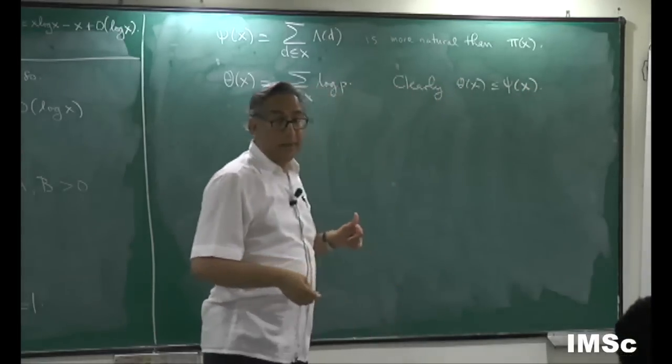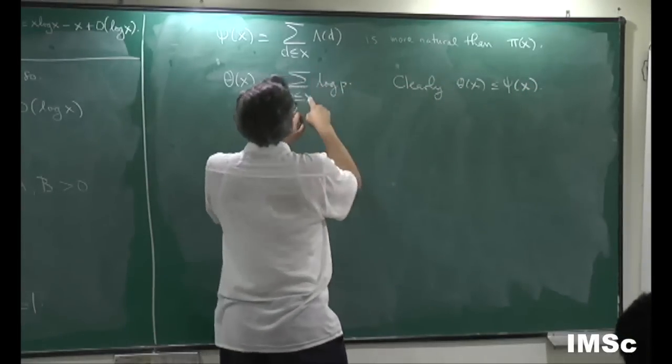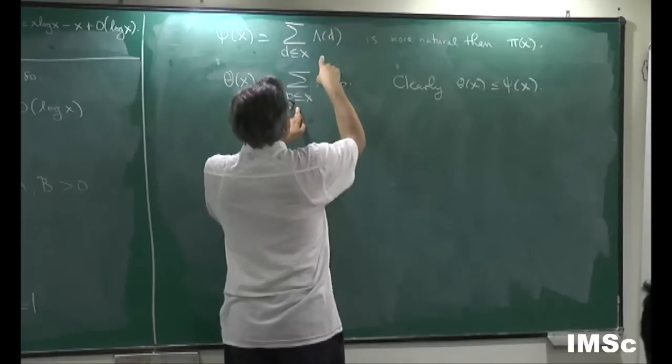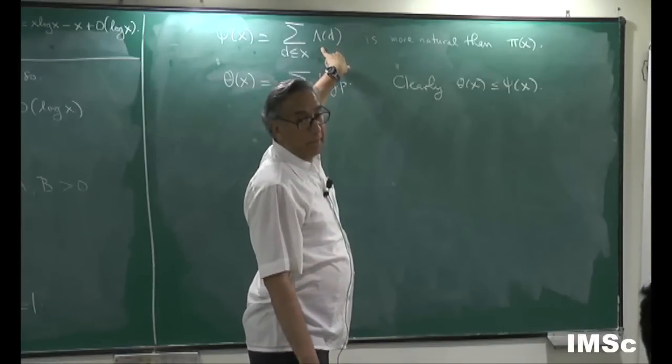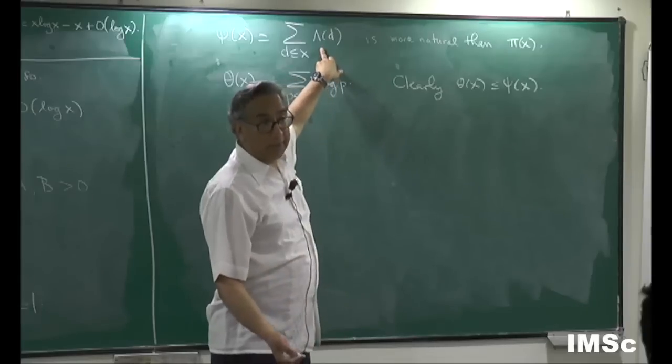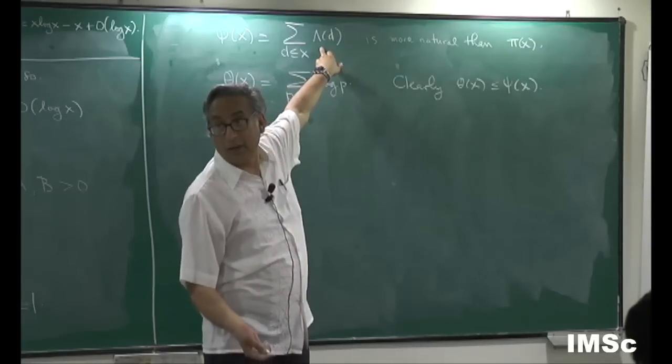All the primes are in there. But on the other hand, what's the difference between the two? Well, this is also counting prime powers. So it's counting squares of primes, cubes of primes, and so on and so forth.